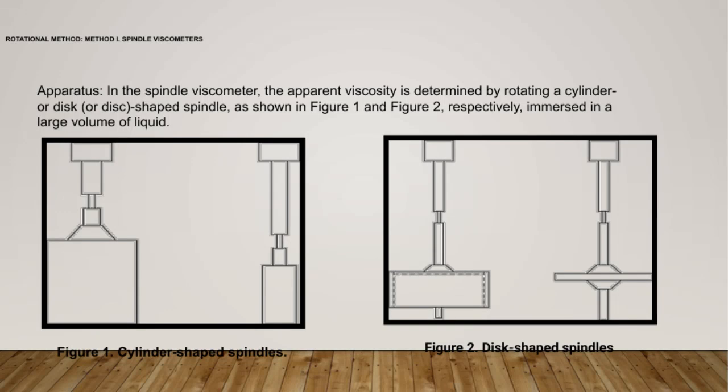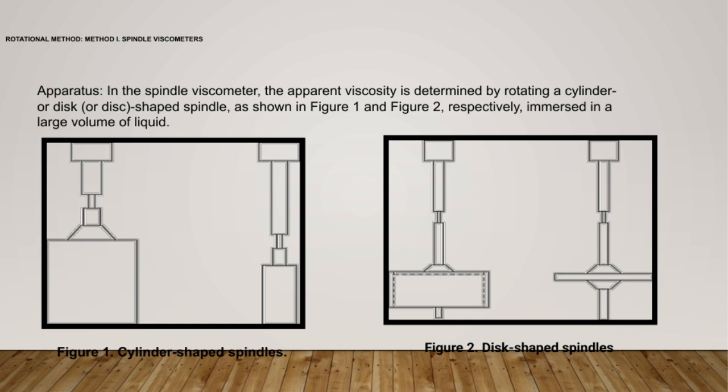Let's take a closer look at the types of spindles used in the apparatus. As you can see in Figure 1, we have cylinder-shaped spindles, and in Figure 2, there are disc-shaped spindles. These are the key components that interact with the liquid during viscosity measurements. The apparatus involves immersing these spindles into a large volume of liquid and rotating them to determine the apparent viscosity. The rotational method, specifically method I using spindle viscometers, relies on this principle.